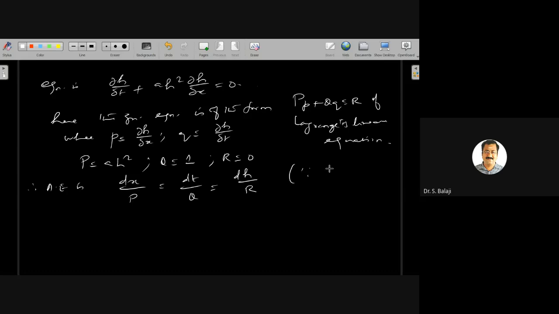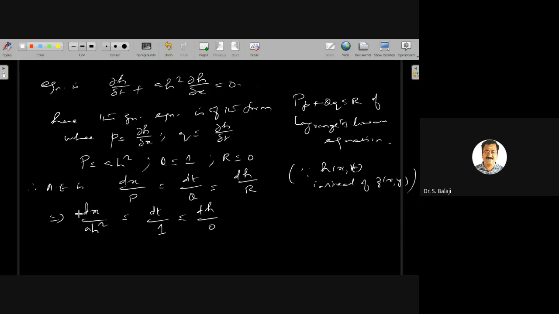Since here it is h of x comma t, instead of z of x comma y, we are going to consider h of x comma t. So we have dx by a h squared, dt by q is equal to 1, and dh by r equal to 0.